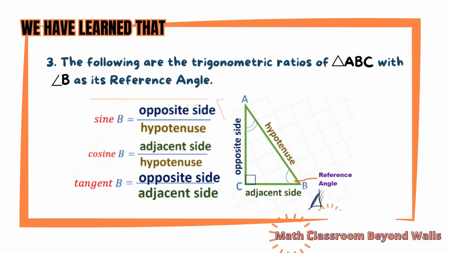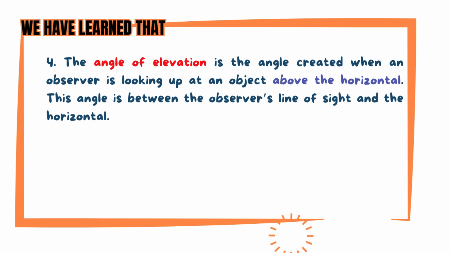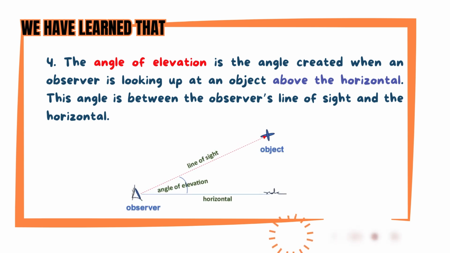Sine B equals opposite side over the hypotenuse. Cosine B equals adjacent side over the hypotenuse. Tangent B equals opposite side over adjacent side. A figure is given. Fourth, the angle of elevation is the angle created when an observer is looking up at an object above the horizontal. This angle is between the observer's line of sight and the horizontal.